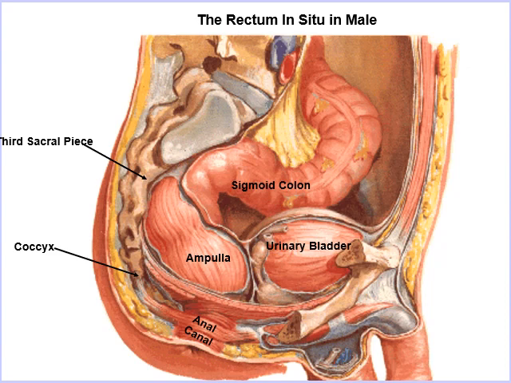In the male pelvis, the rectum lies posterior to the urinary bladder and is separated from it by the seminal vesicles and prostate. In the female, it lies immediately behind the vagina and uterus.